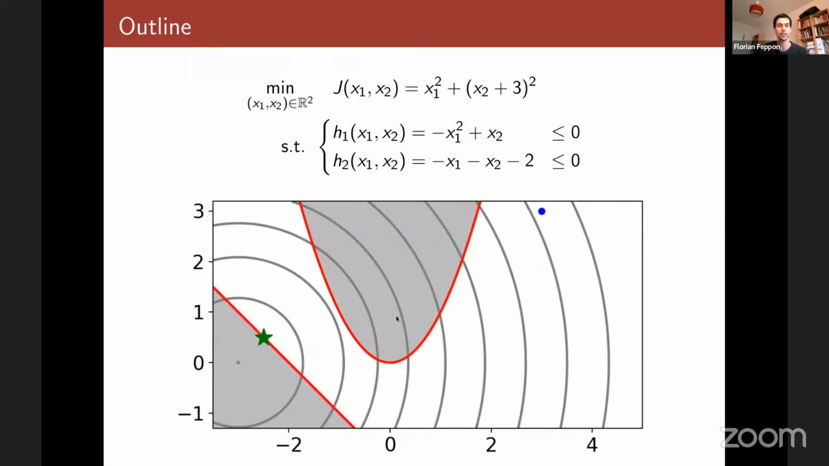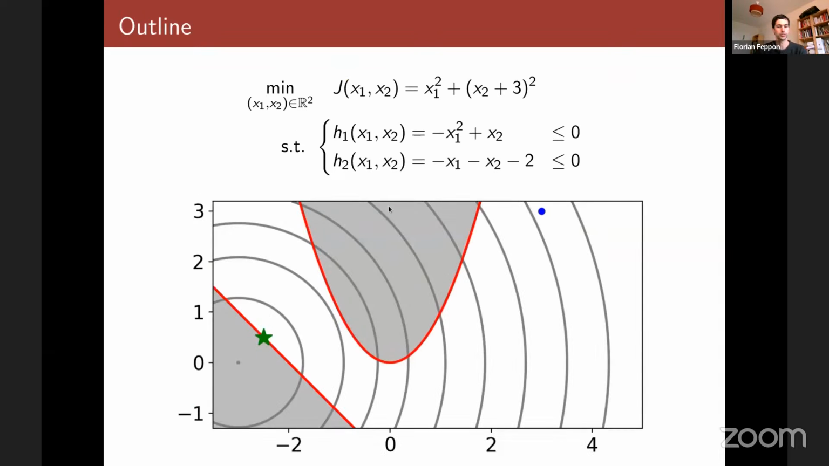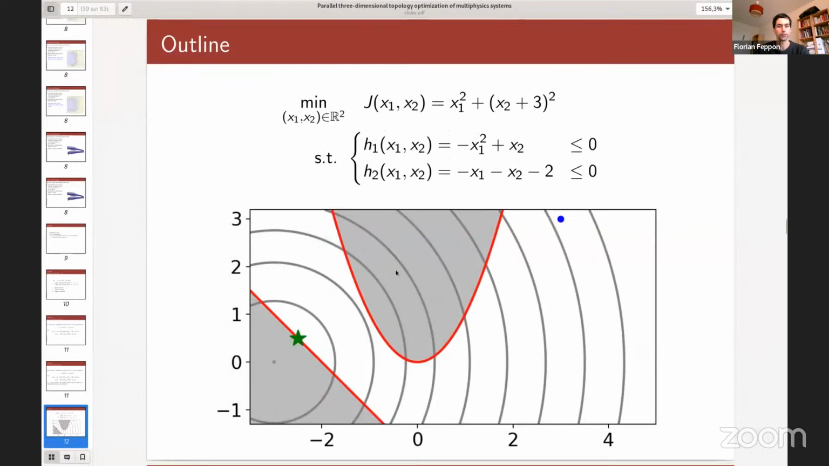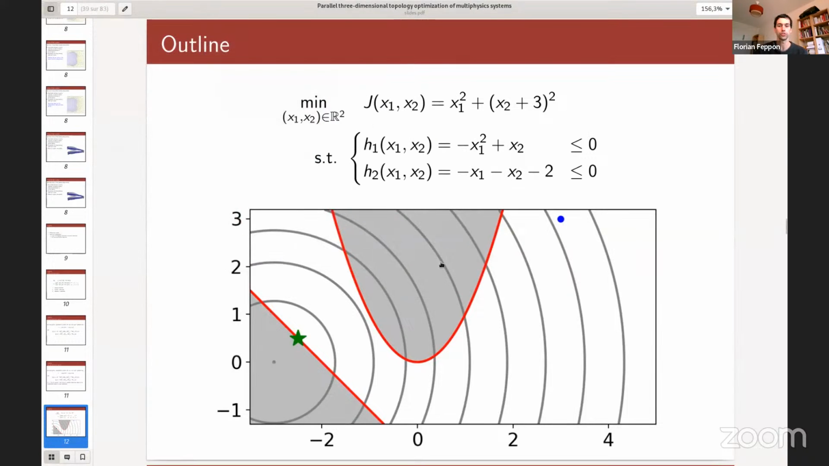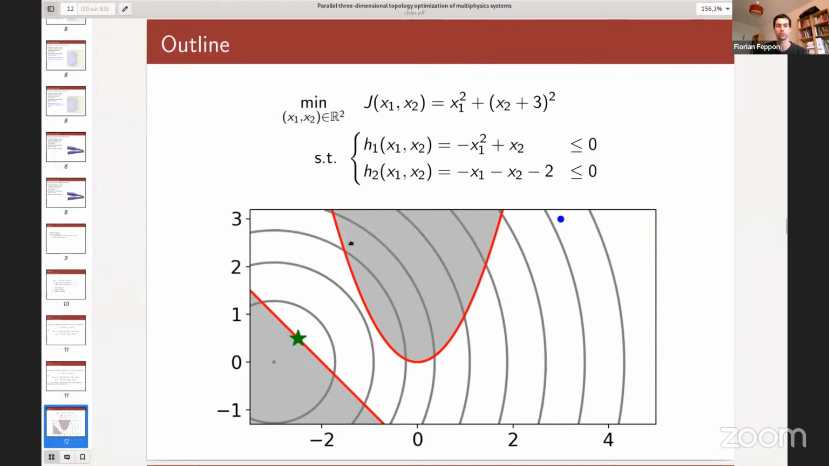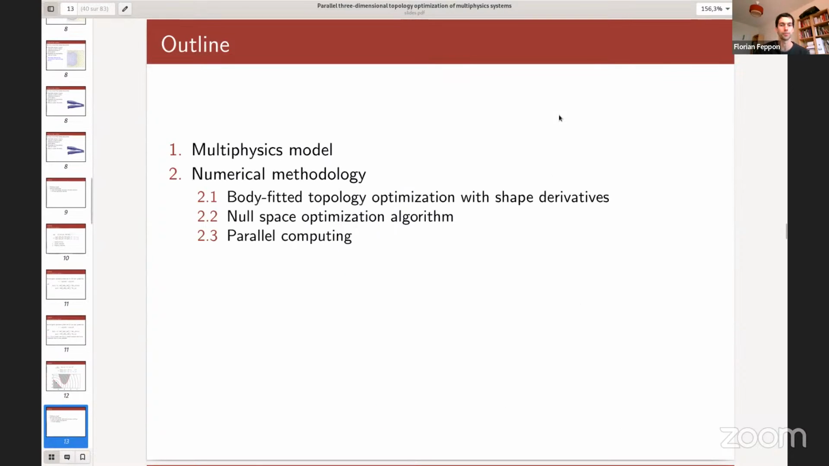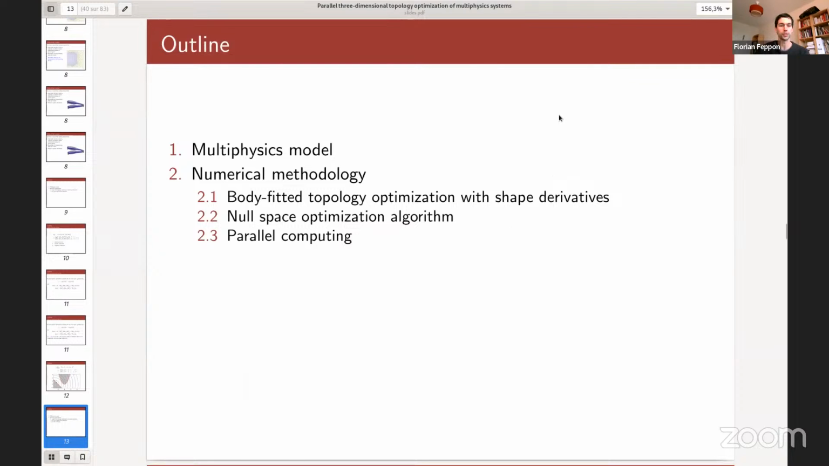I will not go too much into the details, but this is what the algorithm does. When no constraint is active, it follows the gradient. And when some constraints become active, it decides if it's good to move tangentially or to escape the constraints to go back into the feasible domain. I will stay like this because I have other small animations. So we applied this to be able to deal with arbitrary constraints.